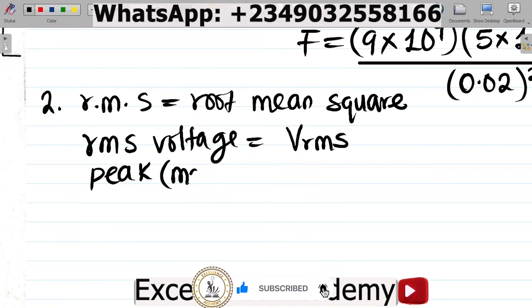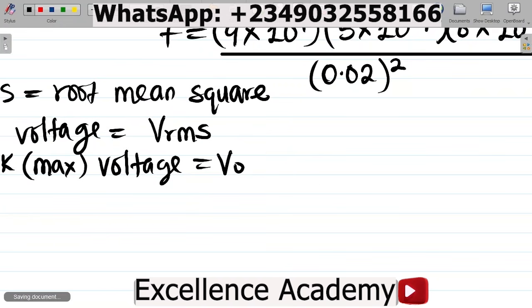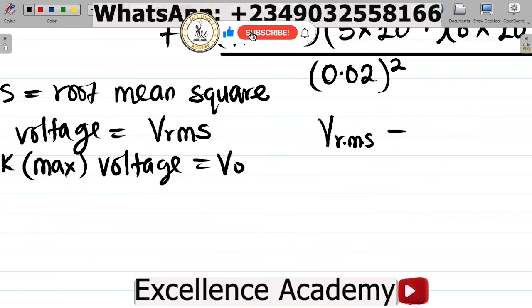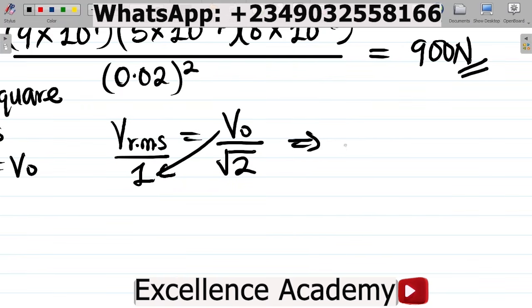Let's call the peak or maximum voltage, some years will tell you maximum, peak or maximum voltage. Let's call this V naught or V max, any of them. Now, the relationship between these two is that VRMS is equal to V naught, that's peak voltage, all over root 2. So from here, if you're asked to find the value of the peak voltage, you have that the peak voltage V naught is equal to VRMS times root 2.